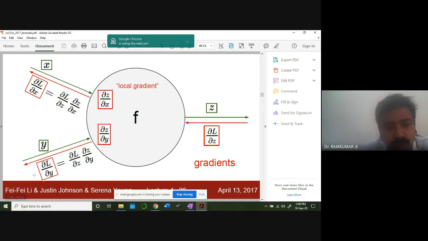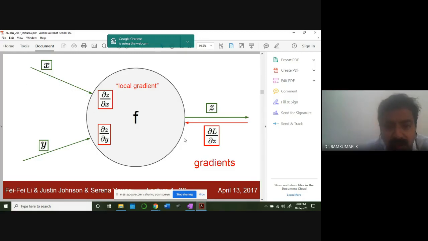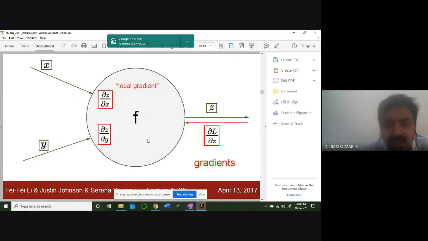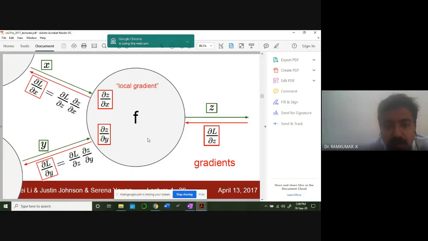So in that case, for x and y, I am going to use that gradient, but multiplied with a local gradient. That's important. ∂Z by... In this case, if you look, I computed ∂f/∂q first, and then multiplied with the local gradient ∂q/∂x, in order to get ∂f/∂x. Same idea. Is it clear? So back propagate. That's why it's called back propagation.